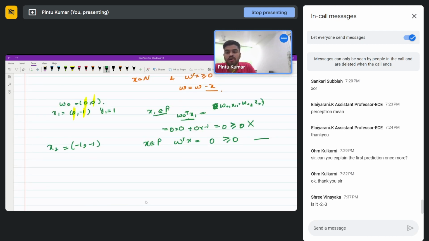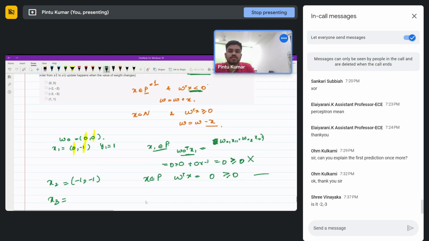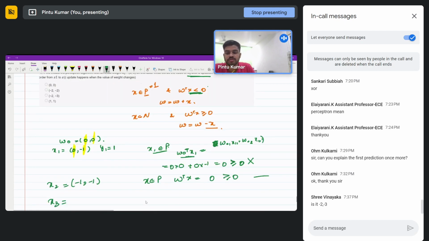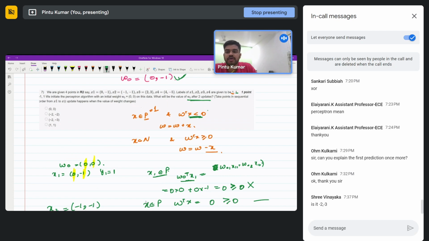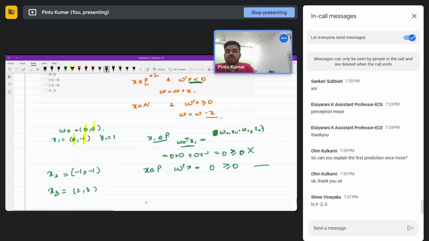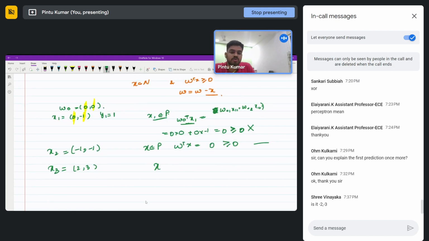Now my x3 is (2, 3), and the label given for x3 is -1 over here. So now my x belongs to negative. Now W transpose x3 is again 0.